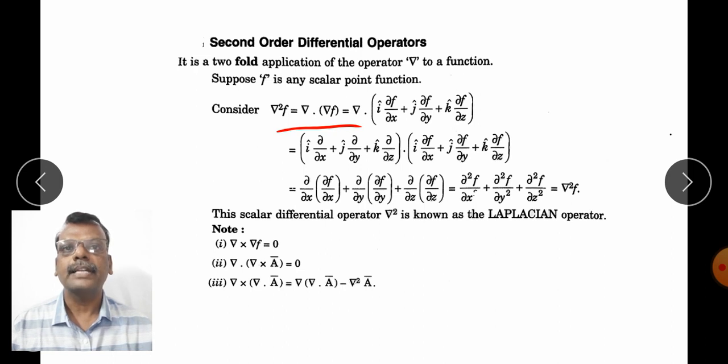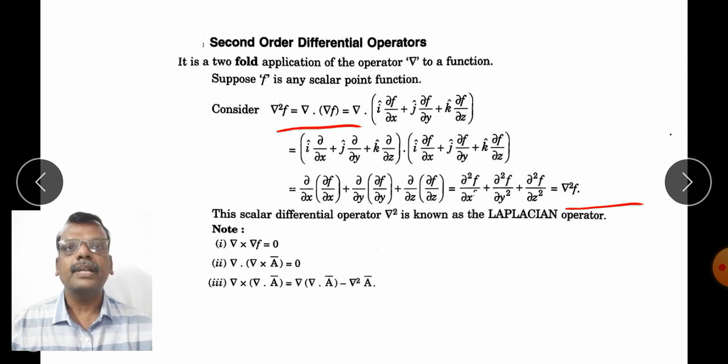Here the dot product takes place, that is a bar dot b bar is equal to a1 b1 plus a2 b2 plus a3 b3. In a similar way, we explain this one. Dou by dou x of dou f by dou x plus dou by dou y of dou f by dou y plus dou by dou z of dou f by dou z is equal to dou square f by dou x square plus dou square f by dou y square plus dou square f by dou z square, that is del square f. This scalar differential operator del square is known as the Laplacian operator.